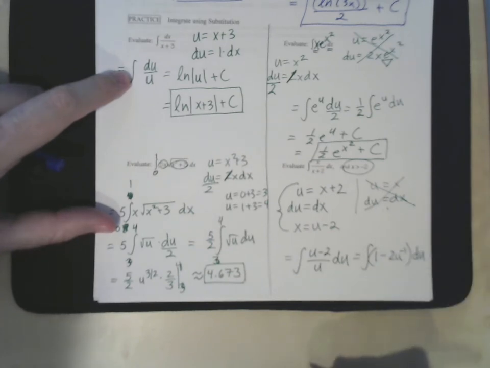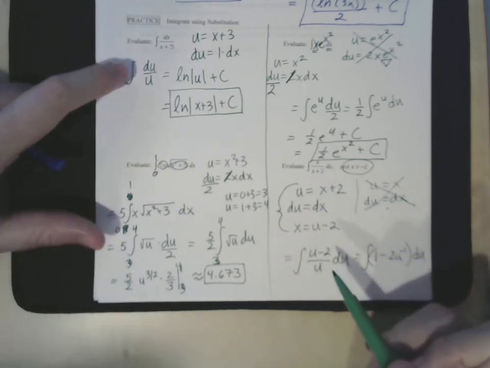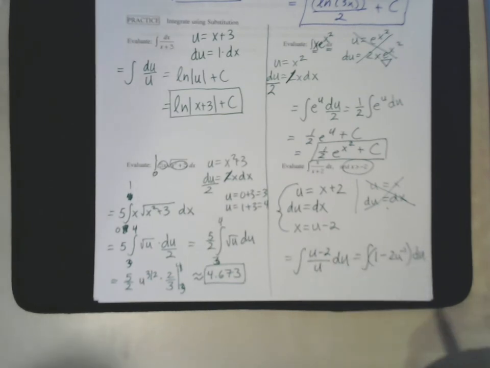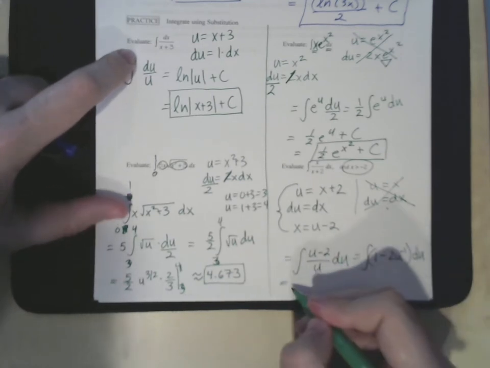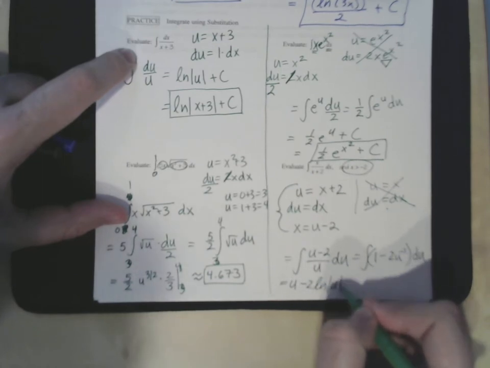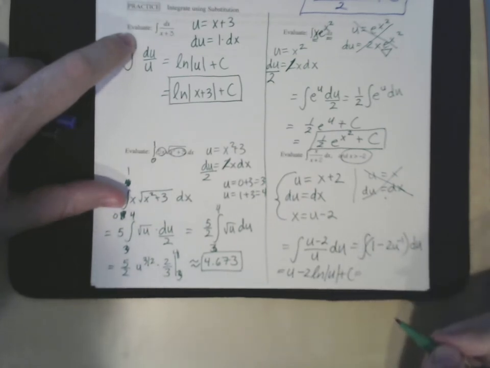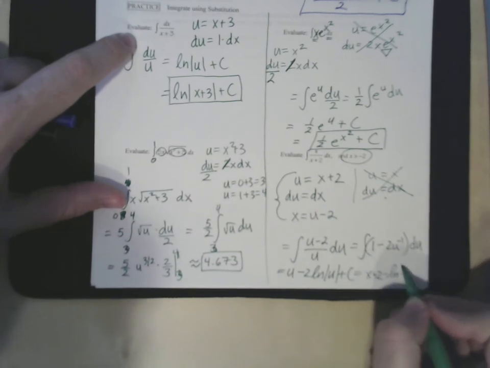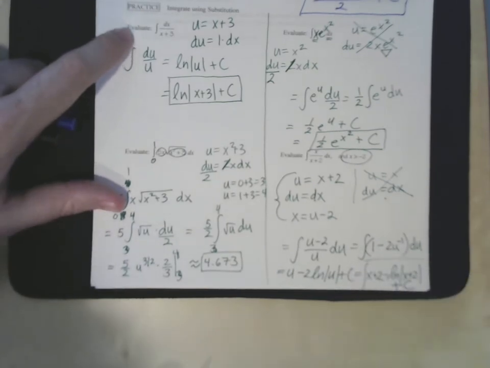Since x is strictly greater than negative 2, x plus 2 is not 0, which means u minus 2 is not 0. Which means that we can divide this out and not worry about any issues. And then the antiderivative here is u minus 2 ln of the absolute value of u plus c, or switching back to x's, x plus 2 minus 2 ln of the absolute value of x plus 2, plus c. And that's our final answer there.